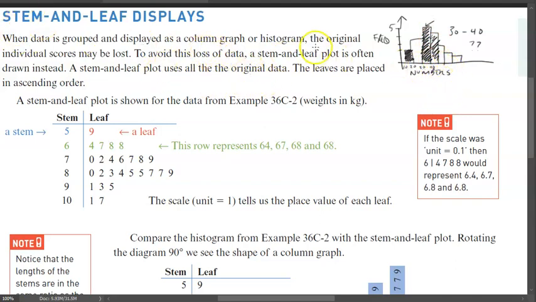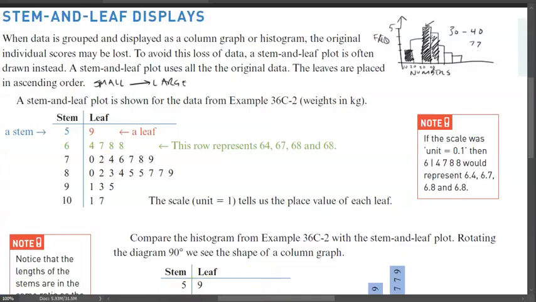So to avoid this loss of data, a stem and leaf plot is often drawn instead of a histogram. The stem and leaf plot uses all the original data, and the leaves are placed in ascending order. Ascending just means small to large, smallest number to largest number. A stem and leaf plot is shown for the data from example 36C-2, which is weight in kilograms. So I'll quickly pop that up.